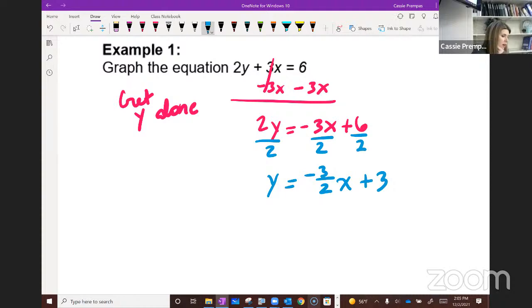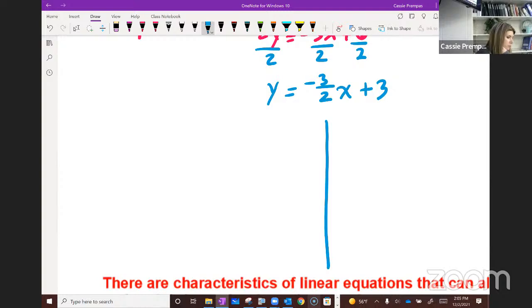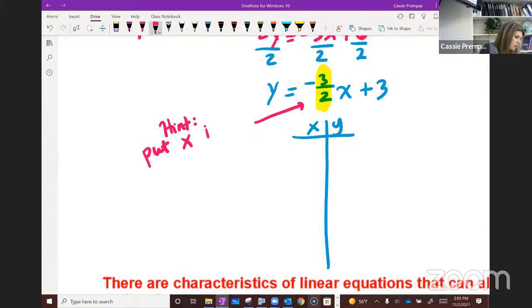Then I know I've had questions about how do I know what to put in my table? On Tuesday, I told you choose -2, -1, 0, 1, and 2. That typically works, but if you have a slope that has a fraction value, it's actually more helpful if you choose multiples of the denominator. So I'm going to go ahead and just put that as a helpful hint. Hint: put x in that are multiples of the denominator.